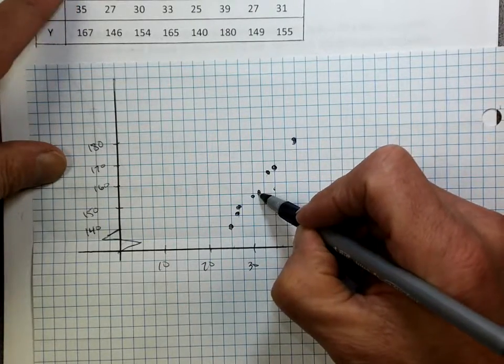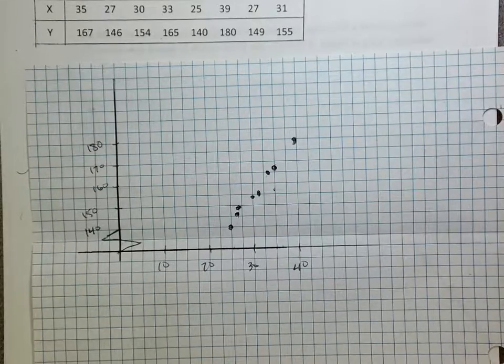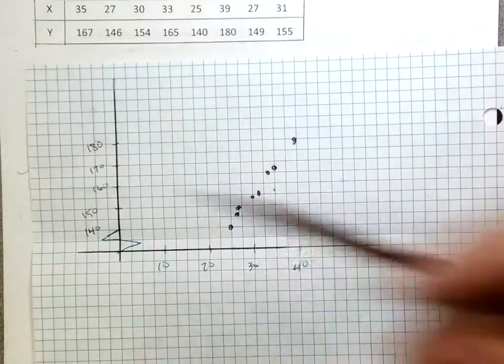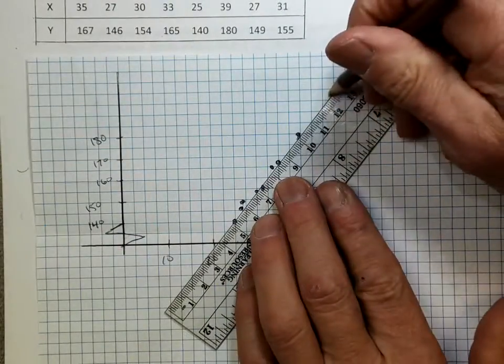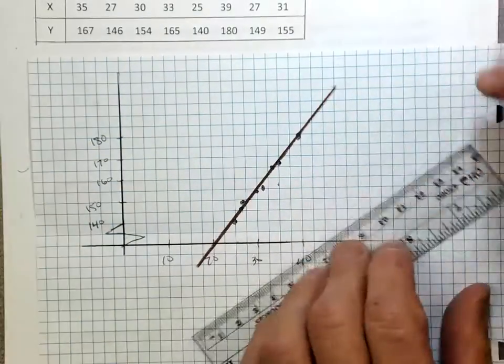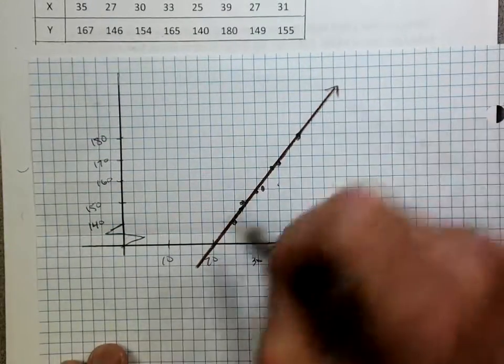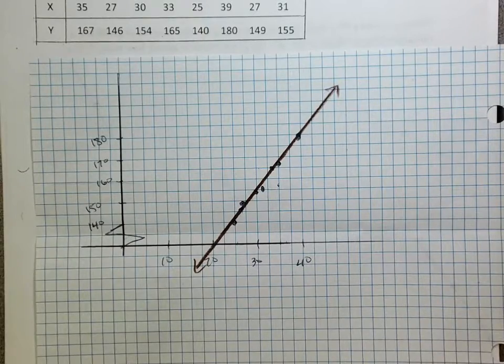This is a good graph. They're lined up pretty good, aren't they? They really are. I can draw my line of best fit, right? But if I need the equation, I'm going to need the calculator's help, right? You guys agree with that?